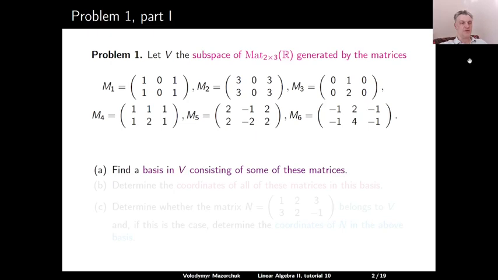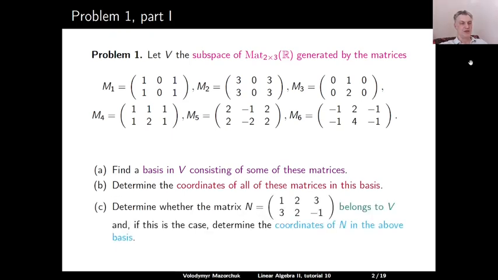Part A. Find a basis in V consisting of some of these matrices. Part B. Determine the coordinates of all of these matrices in this basis. Part C. Determine whether the matrix N, which is equal to 1, 2, 3, 3, 2, minus 1, belongs to V, and, if this is the case, determine the coordinates of N in the above basis.